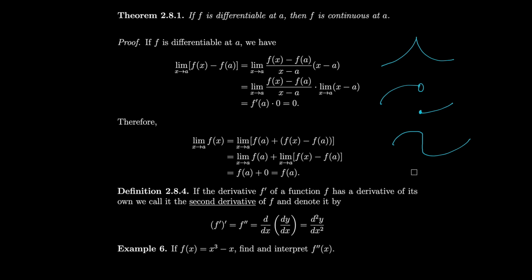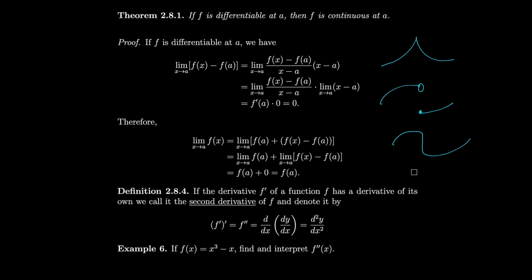So I can take the limit of the product by doing the product of the limits. So I do the two limits separately. And then this limit is the derivative. This limit is a polynomial, so I just plug in a for x, and I get a minus a, and it's 0. So that means that this entire limit that we started with is 0.